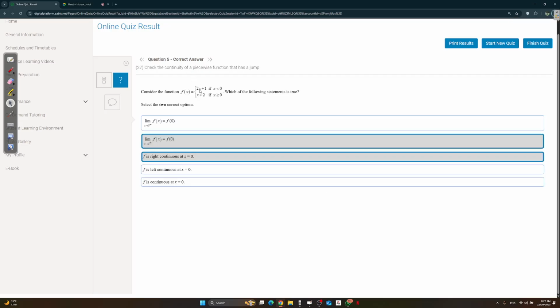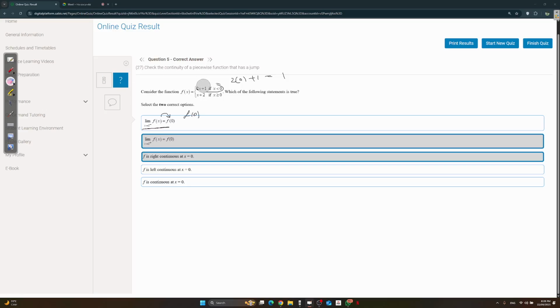Okay, consider the function. Again, piecewise. They want you to know the limit, right? Continuous, whatever. How do you find the limit at 0 minus? What do you substitute 0 in? The first one or the second one? Obviously the first one. So it'll be 2 times 0 plus 1, which is 1. They said that it's equal to f of 0. Okay, what's f of 0? Substitute the x with 0.